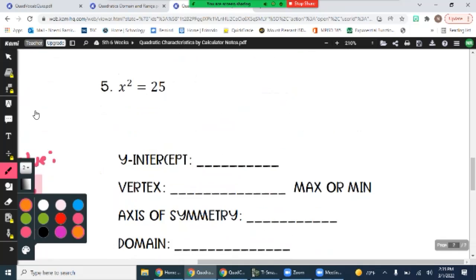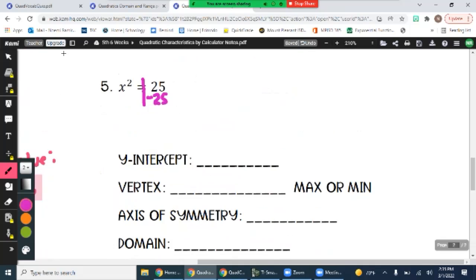Draw a line down your equal sign. Is everything on the same side? No, so I must move that 25. How do I move it? Subtract. We get x squared minus 25 equals 0.